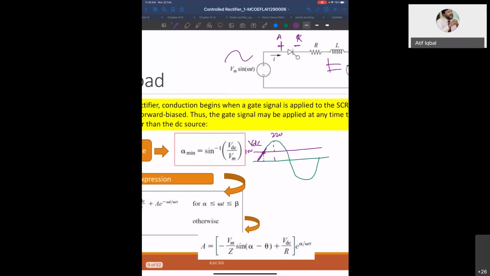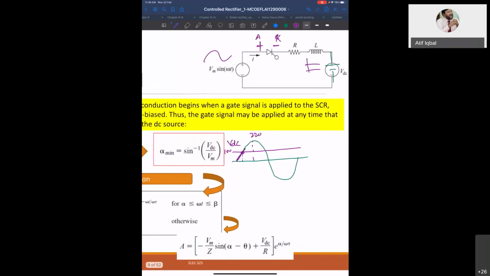So that means this has to be the value of minimum alpha. You cannot have alpha below this; you have to have alpha only greater than this. So Vm sine of alpha minimum should be equal to VDC at this point. So alpha minimum you can obtain as sine inverse of VDC by Vm. So this is the formula.